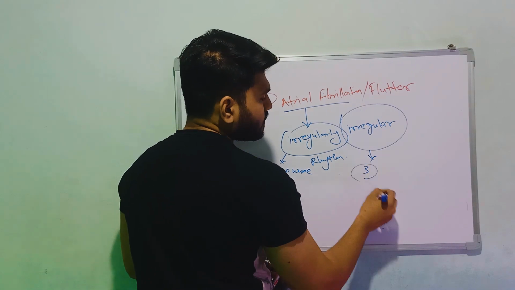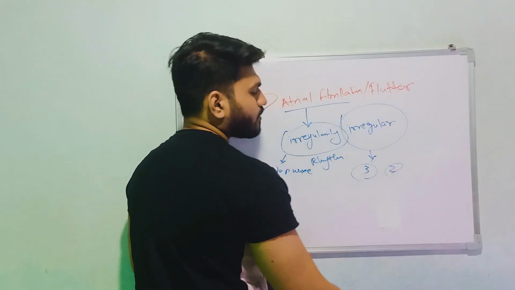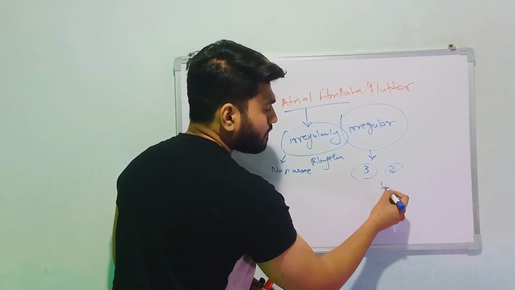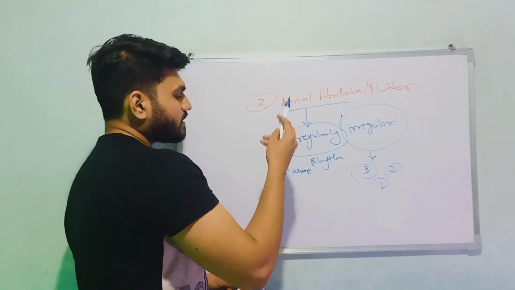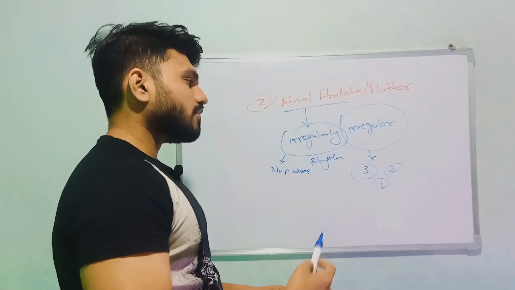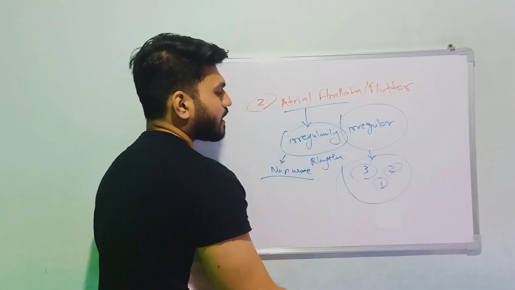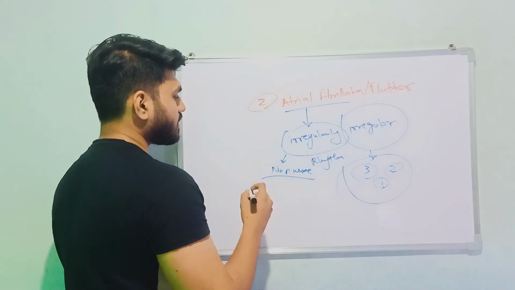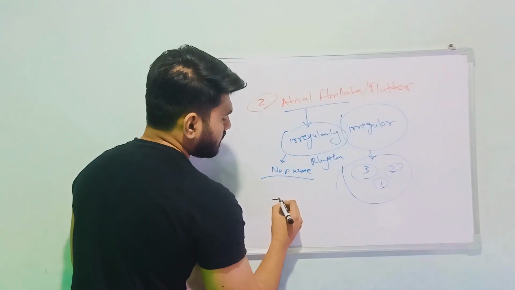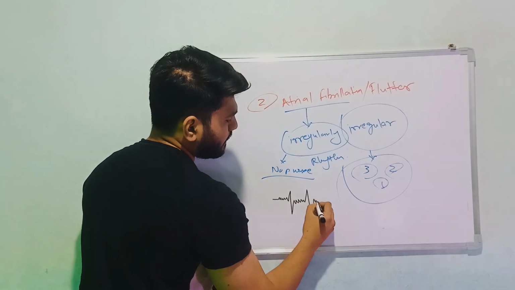Sometimes it is taking 3 boxes to generate a QRS impulse. Sometimes it is taking 2 boxes to generate a QRS impulse. Sometimes it is taking one box to generate a QRS impulse. So this is irregular rhythm in which you will have no P wave and you will have no same time duration, which is called atrial fibrillation. And if you see the ECG, it will look like this. So it is going this, and then QRS, this, QRS.